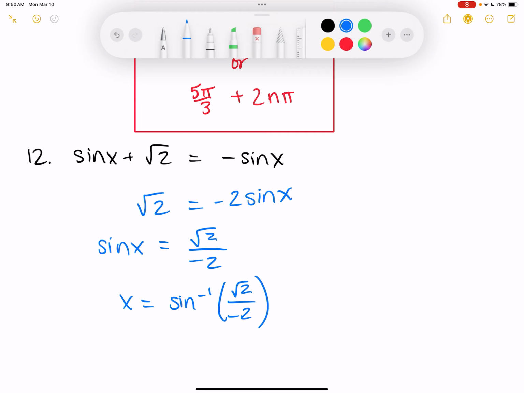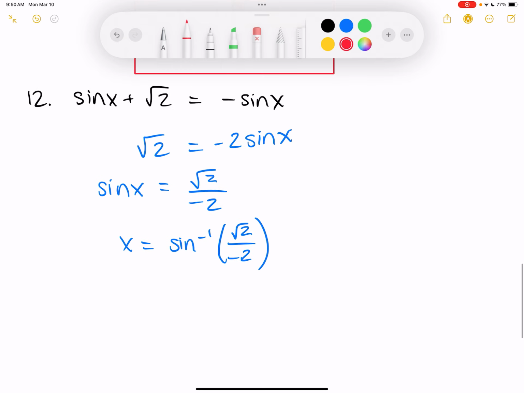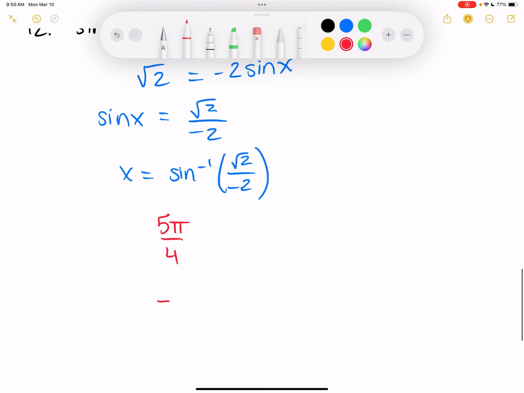Quadrants 3 and 4. 5 pi over 4 and 7 pi over 4. I'm looking for numbers.